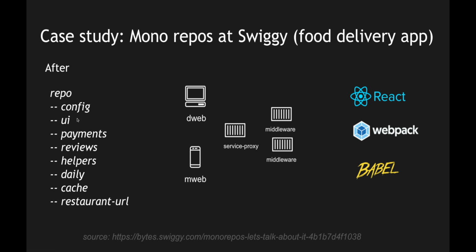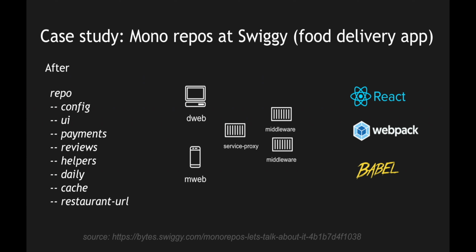So UI has the package to create common patterns and the design which was used across the mobile and the web. So Swiggy was able to create a unified design both for the mobile web and the desktop web using the same UI package. Similar things happened in terms of the payments and the reviews, where different tenants were able to retrieve the payments information and the reviews information from these packages. Helpers were basically the common reusable logic which they had pushed into a separate module.